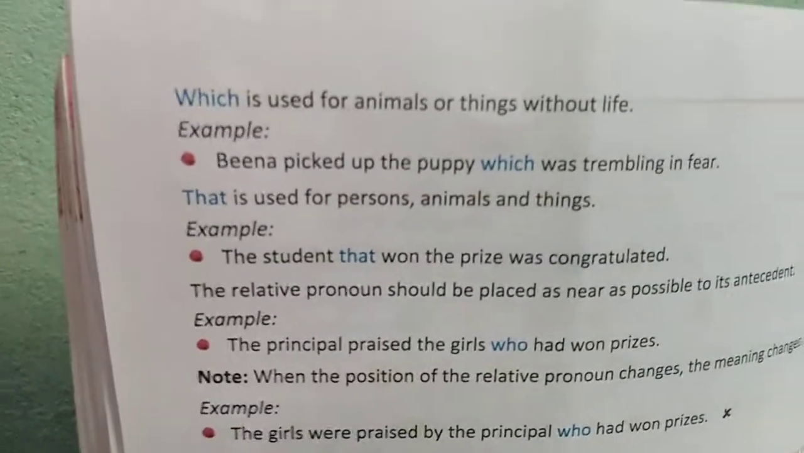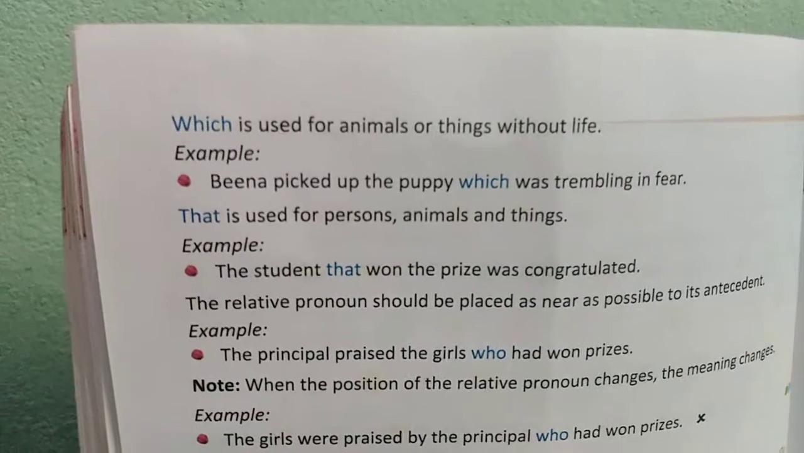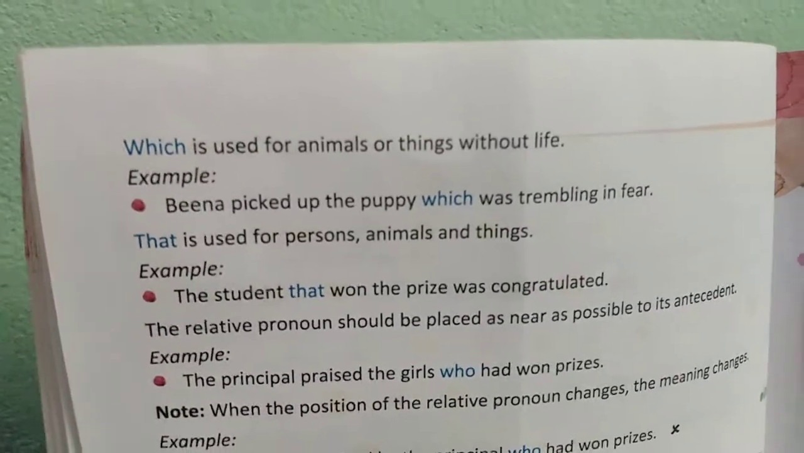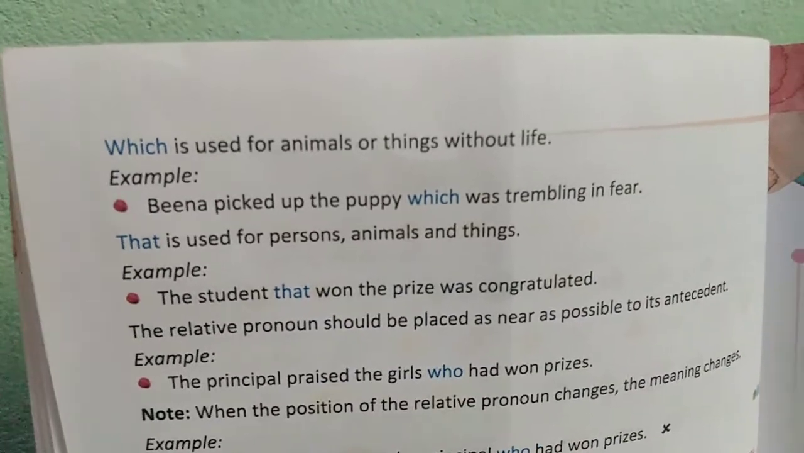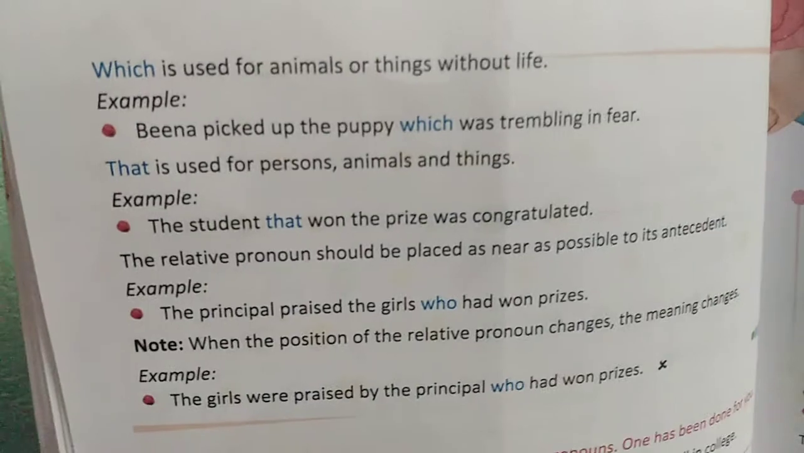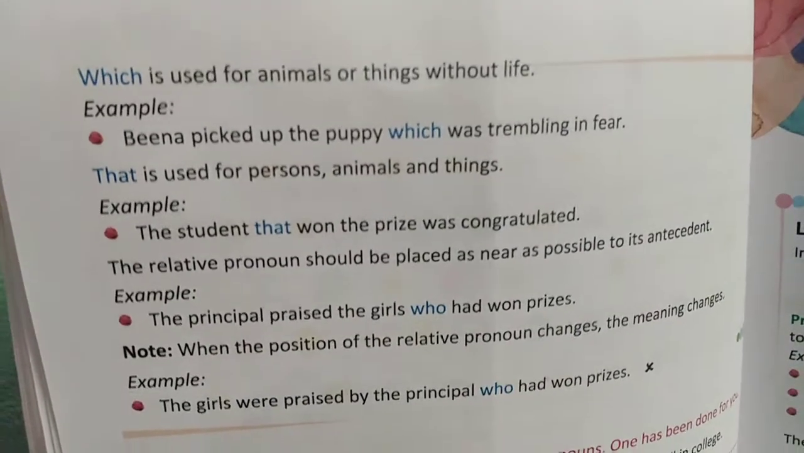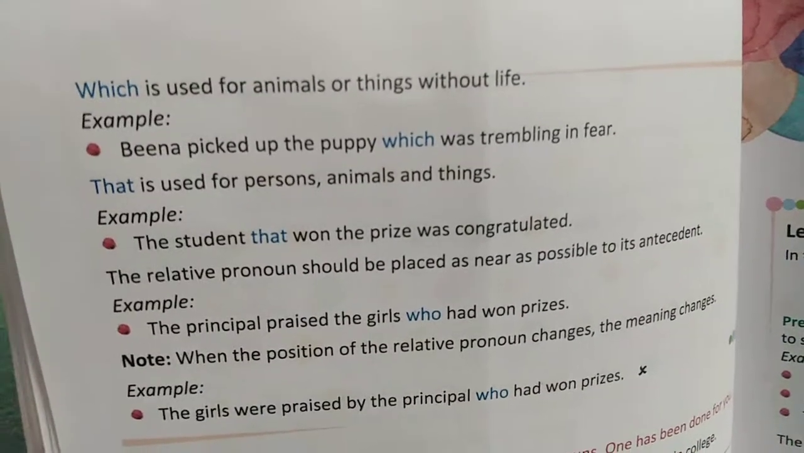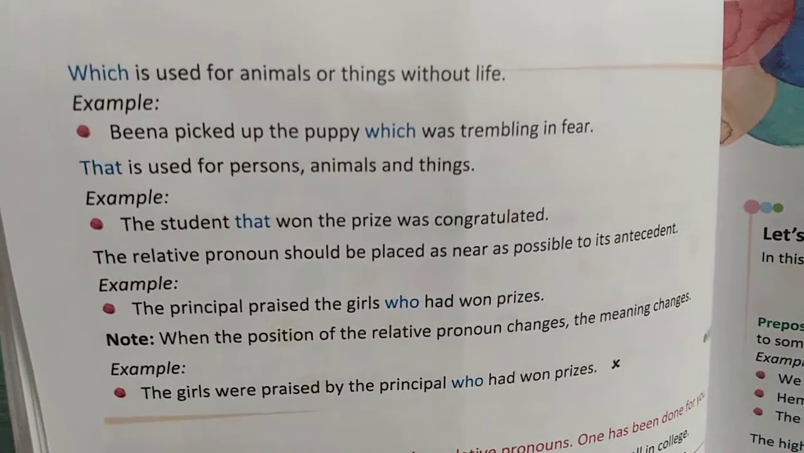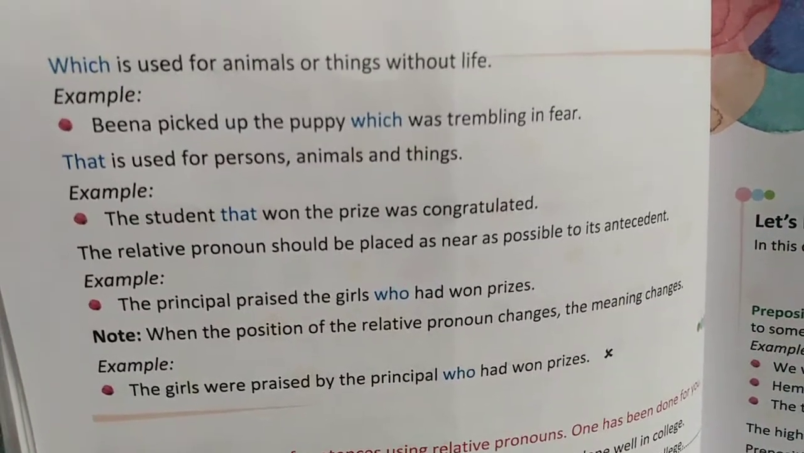Let's see some more. Children, you see here which is a relative pronoun that is used for animals or lifeless things. That is used for person, animal, and thing. And who is used for the noun or pronoun. I hope you understood, children.